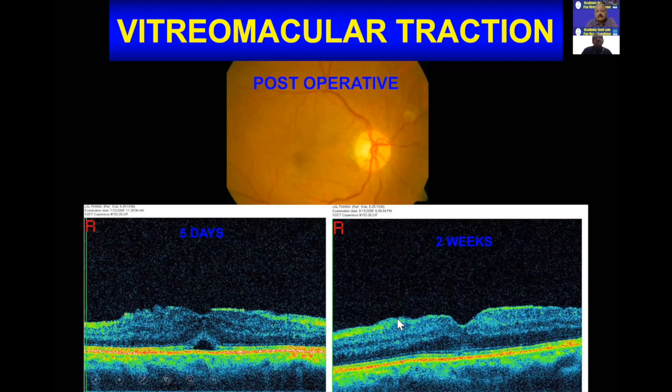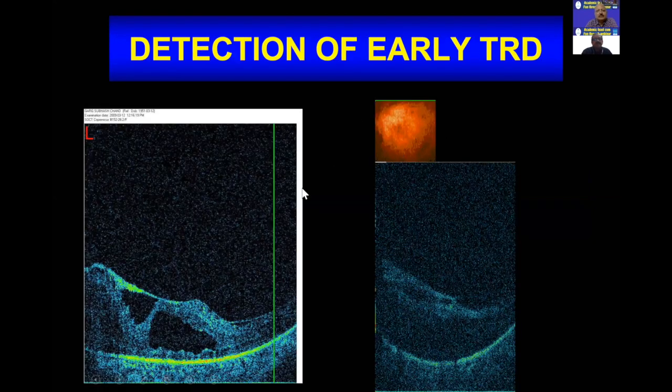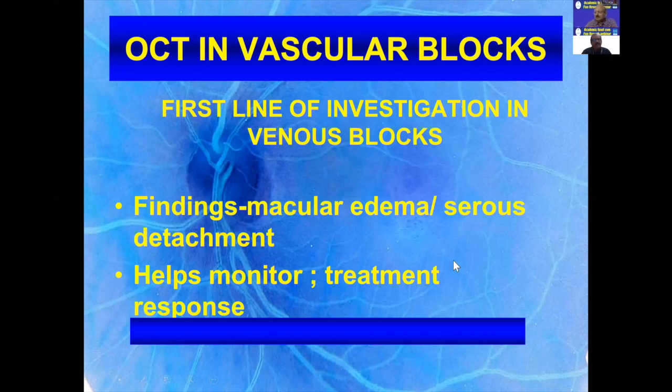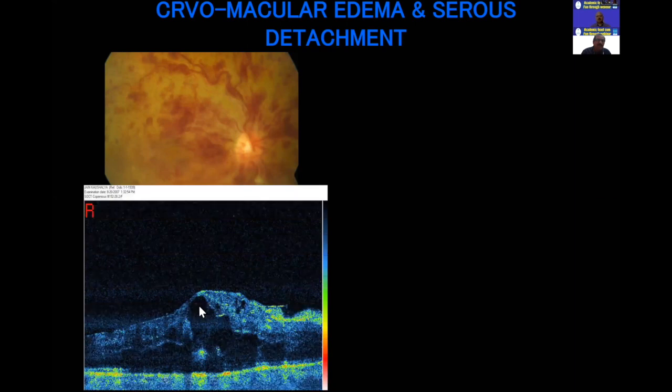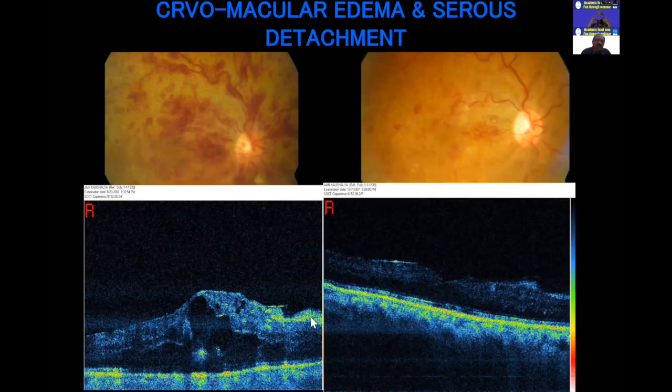OCT is also useful in vascular block. This is the first line investigation in venous block. The findings in venous blocks are macular edema and serous detachment. And OCT helps in monitoring the treatment response in these patients. This is a patient of central retinal venous occlusion. You can see there is extensive macular edema here, and this is the area of subfoveal serous detachment. And this is the response after the anti-VEGF injection. The thickness has reduced considerably.